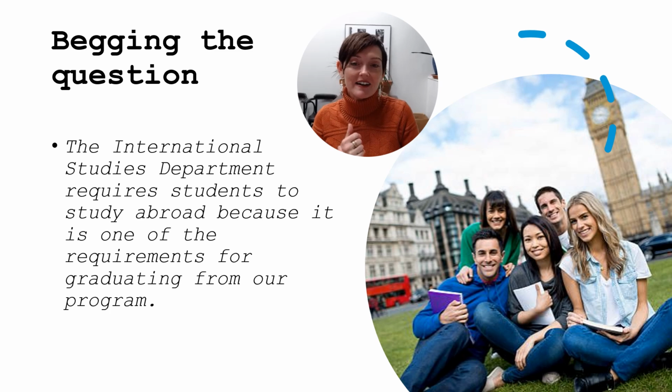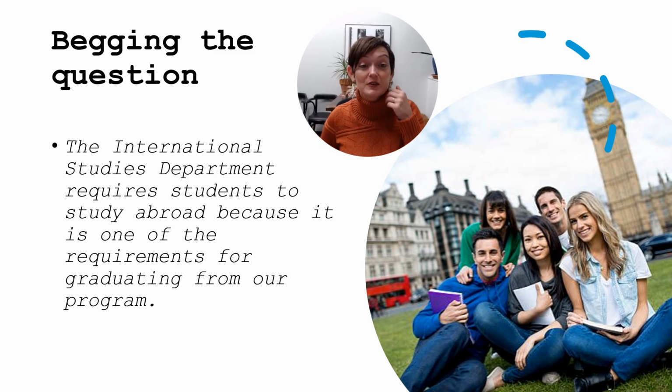All right, last of the Type 1, here's the final example for that. The International Studies Department requires students to study abroad because it is one of the requirements for graduating from our program. So why should you study abroad? Well, because we require it for you to graduate. But wait a minute, why do you require us to do that to graduate, right? Like, why is it a requirement? And also, why are you requiring it? You're just restating things in the way that this is phrased.